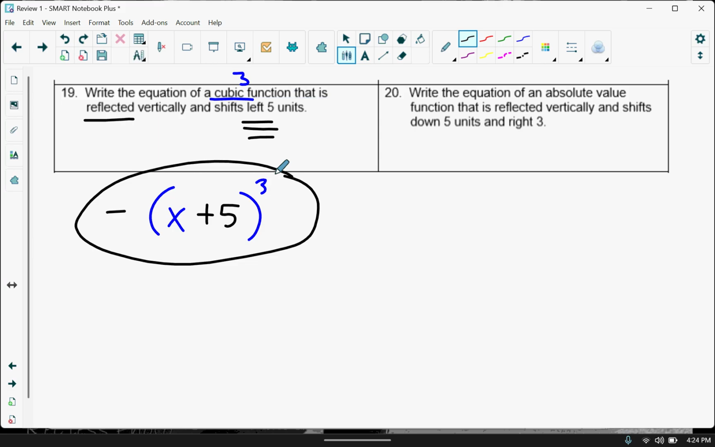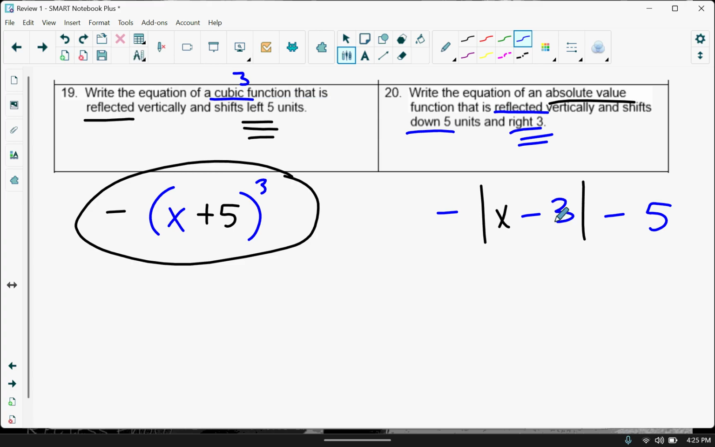Number 20 says, write the equation of the absolute value function. Okay, absolute value means the 2 bars. So we got the 2 vertical bars with the x on the inside. It says reflected. Reflection means a negative in front. Down 5. Now be careful because they don't always give you stuff in order. Down 5 means -5 goes at the end. And then right 3 would be +3, so I'm going to stick it as a -3 in here. So I'll have negative absolute value, x minus 3, close the absolute value, and then -5 for my final answer.